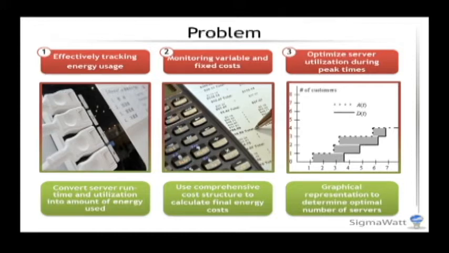In our next problem, we need to consider how to monitor variable and fixed costs. To do this, we looked at the fixed cost of running the data center and the charge level of the uninterrupted power supply. We solved this issue by creating a comprehensive cost structure which generated final energy costs, incorporating health, heating and cooling and security and lighting costs.